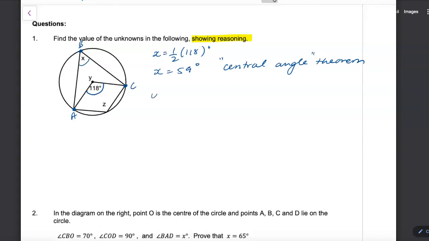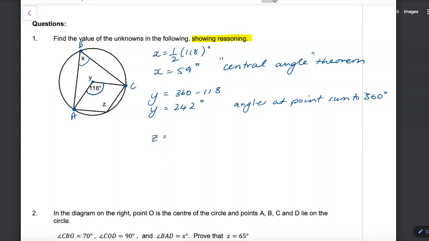From here, I can find Y. Y is around that central point, so it's going to be 360 subtract 118, so Y is 242. And the reason is angles at a point sum to 360 degrees.